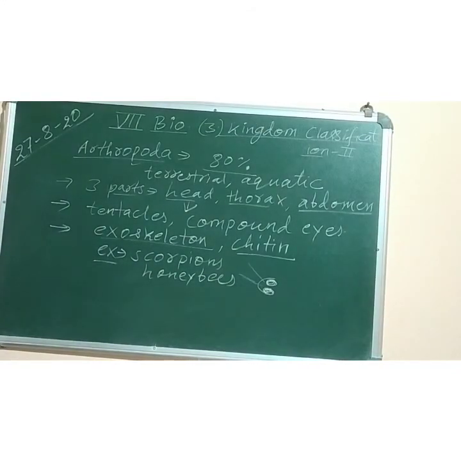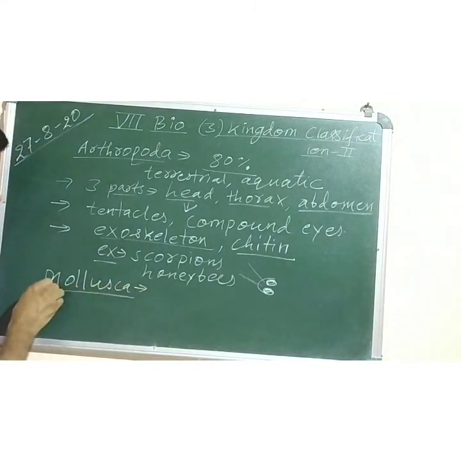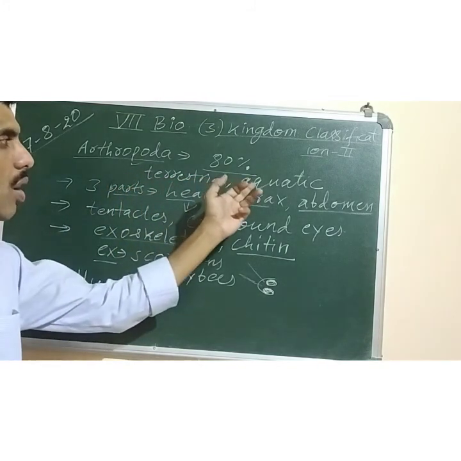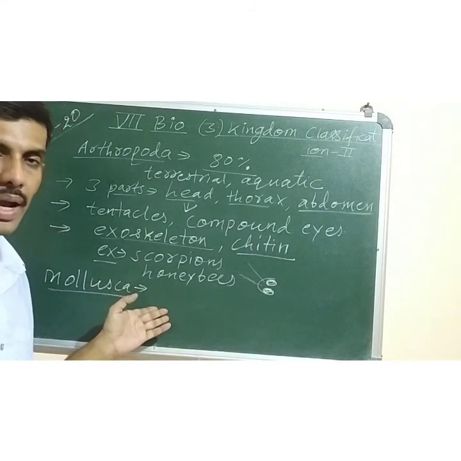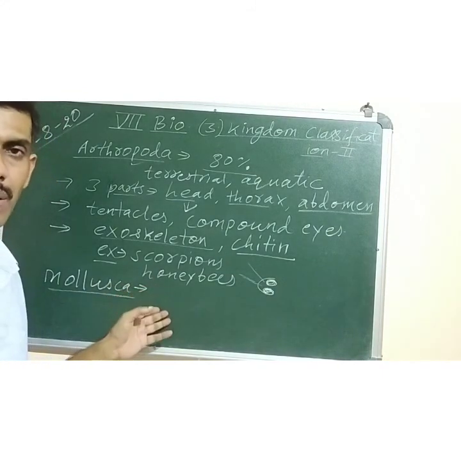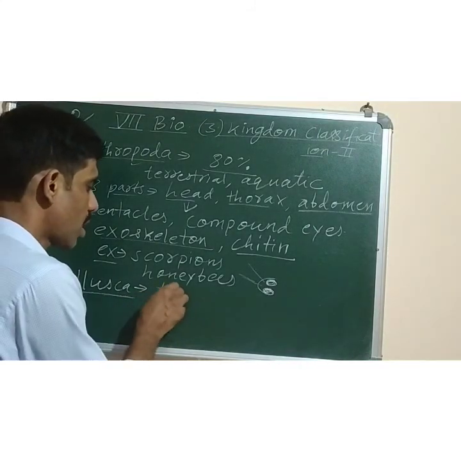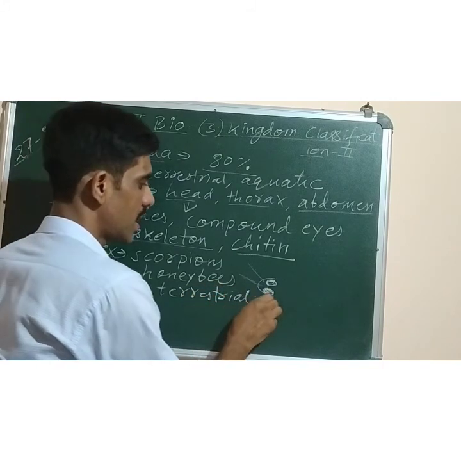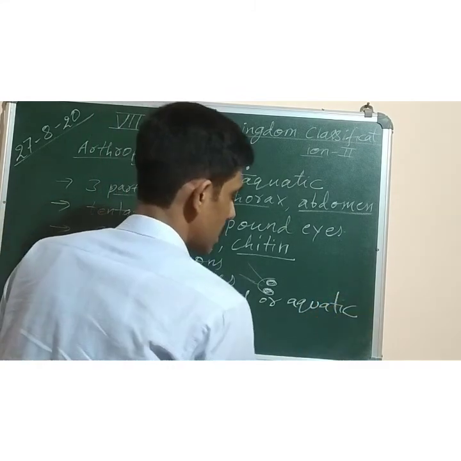The next phylum that we have is Mollusca. Now what are some of the characteristics of Mollusca? Mollusca are animals which, same as this one, can be terrestrial or aquatic. Means they can be found on land as well as inside the water. So the first characteristic: such animals are terrestrial, or they can be aquatic, found growing inside the water.